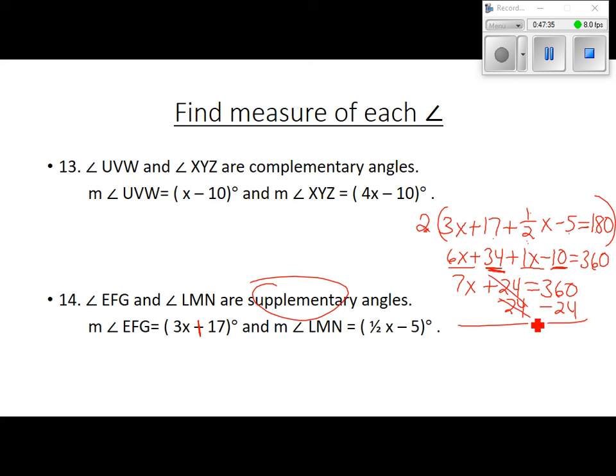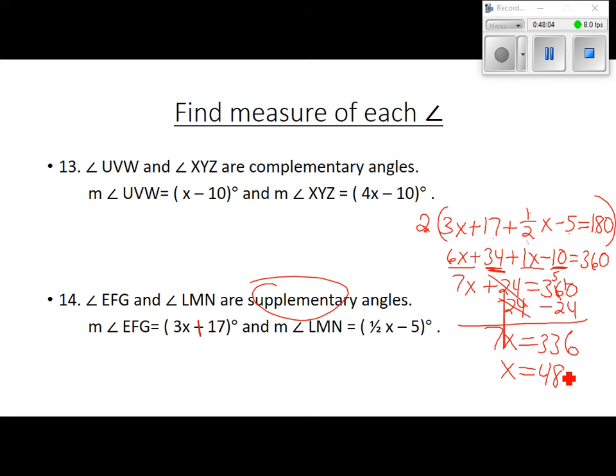These cancel out. 7x equals 360 minus that, that'd be 6. Borrow from there, made that 5, that's 3. 336. Grab your calculator and take 336 and divide it by 7. You end up with x equals 48. Not everything has to come out all nice and even, but this one wasn't coming out the way I thought it should, so that's why I went back and checked over it.